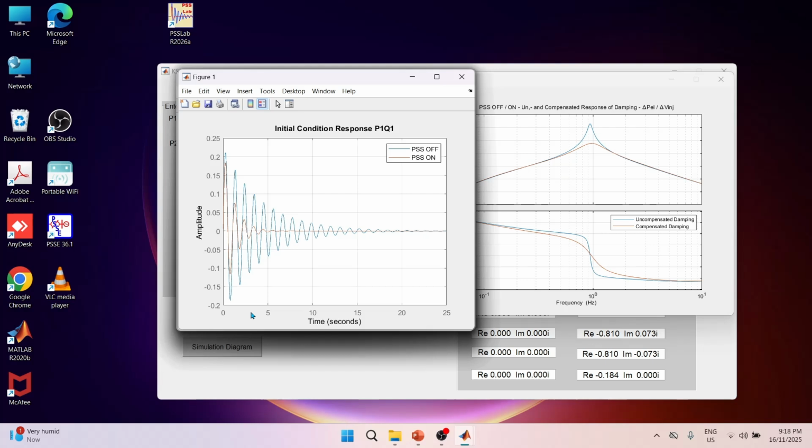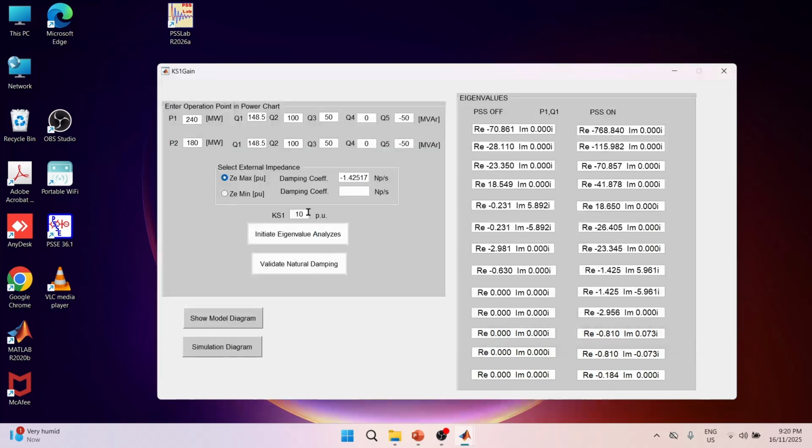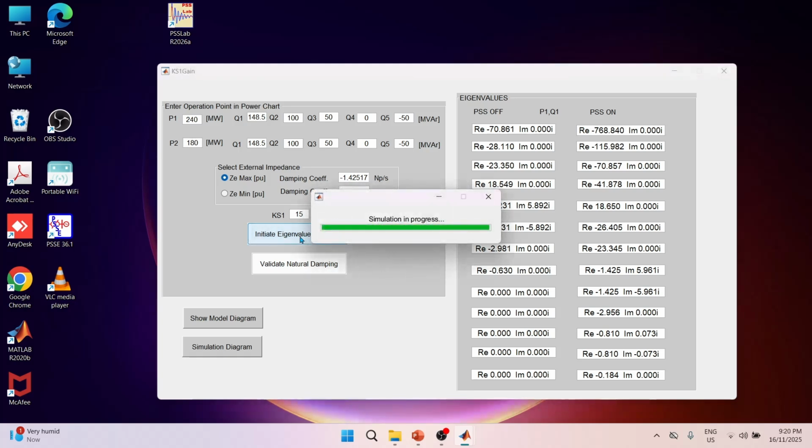Indeed, we've got much faster decaying and only few oscillations of the initial response with PSS on. However, we want to have only 2 oscillations, so this is the first one and the second one, with the second amplitude considerably smaller than the first one. So we increase KS1 from 10 to 15 and then initiate eigenvalue analysis.